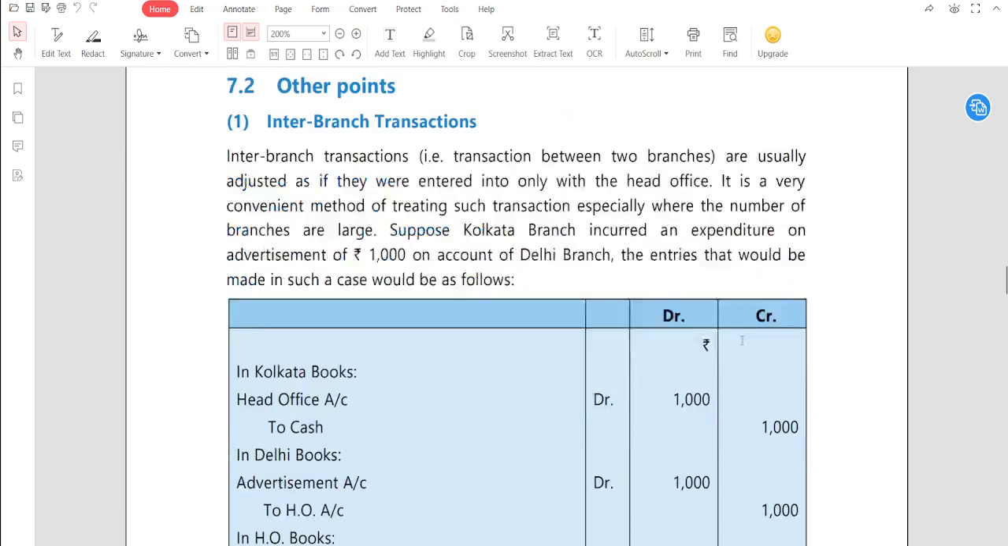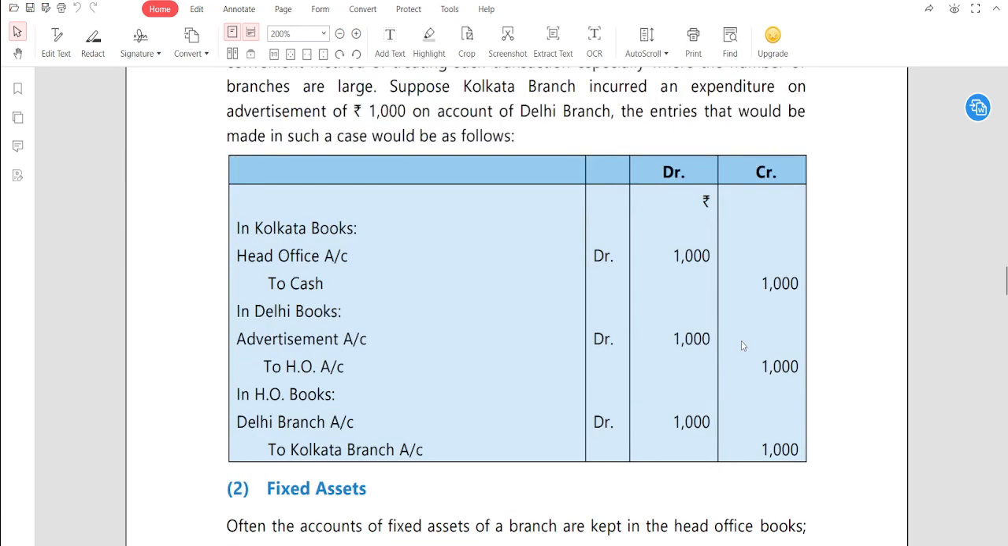Now if you see HO to office, HO to cash, and advertisement to HO, that is pretty simple because in the Delhi books advertisement is the expenditure, that's why debited, HO is like a creditor, and in the books of Kolkata HO is treated as a debtor because with respect to HO, Kolkata branch expended the cost and cash has gone out from the Kolkata branch pocket, so that's why cash is credited.